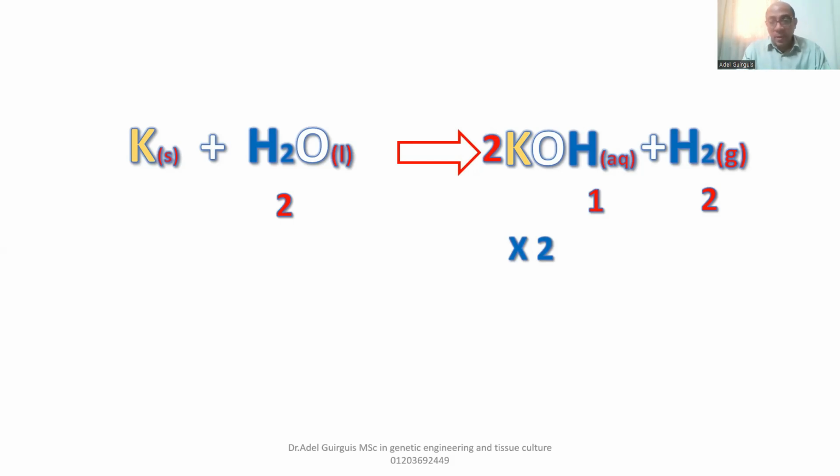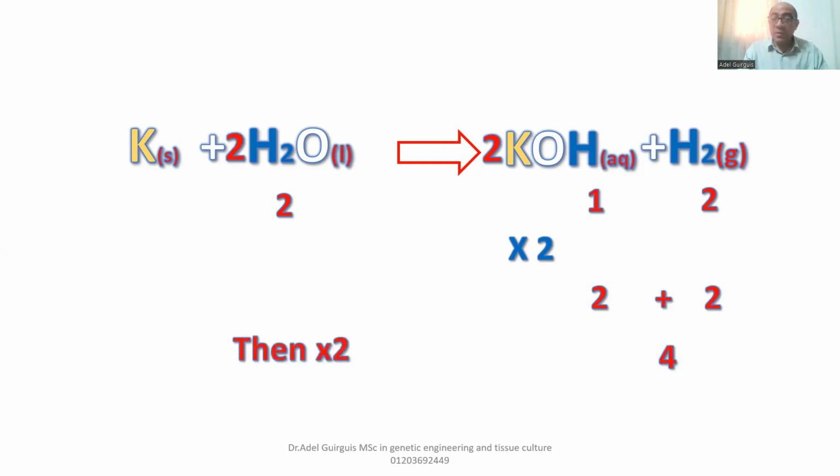So now the hydrogen becomes 2, right? And the hydrogen gas is still 2. 2 plus 2 equals 4. What about the left-hand side of hydrogen?